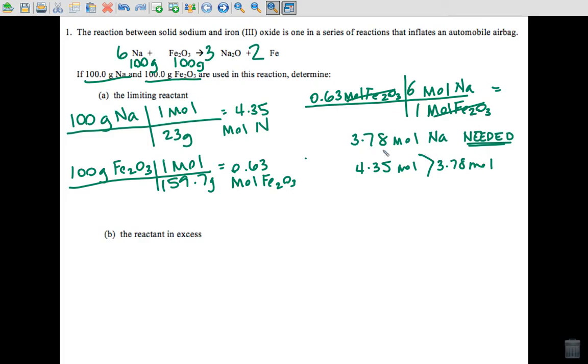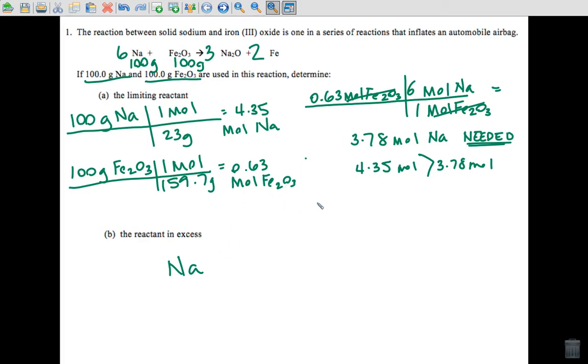So since I need 3.78, but I have 4.35, which is more than enough, if you have more than you need, then the Na is going to be the one in excess, because I have more than I need. So down here I'm just going to write Na in excess. You don't really have to show your work because you've shown it up top here.